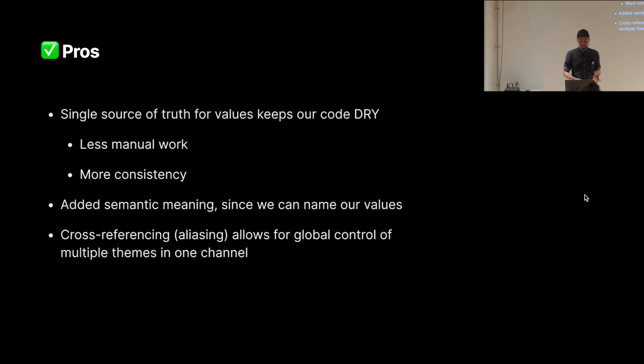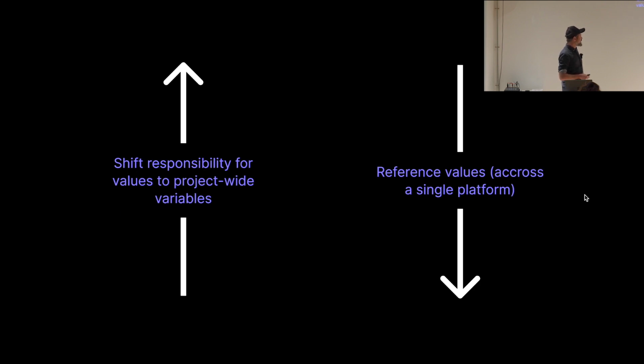All right, so now we have a single source of truth. And so our code is more DRY, we have less manual work, more consistency, but more importantly, we have added semantic meaning because we can name our values now in a meaningful way. That's probably the most important thing here.